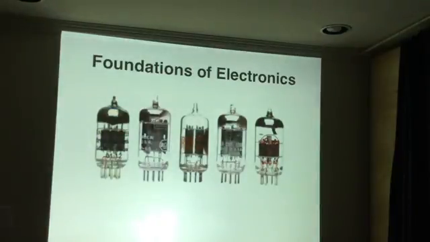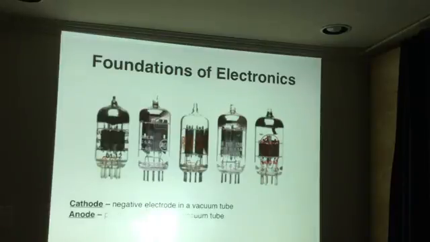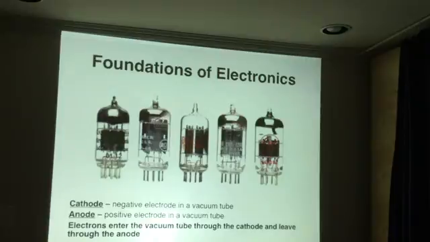These are examples of different vacuum tubes, and if you open up the back of a very old radio or a very old TV set, you'll see vacuum tubes like this. Now, a cathode tube is a tube that has a negative electrode, a cathode, inside a vacuum tube. The positive electrode that's in a vacuum tube is called the anode. Inside the vacuum tube, electrons enter through the cathode, travel across the vacuum to the anode, and then out the tube on the other side.